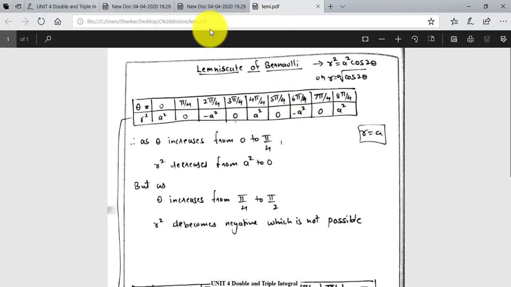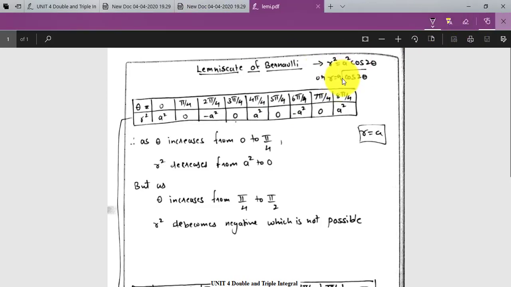So this is the Lemniscate of Bernoulli. Usually the equation is given as r square is equal to a square cos 2 theta, but in our case a is 1, so it is given as r is equal to square root of cos 2 theta. But I will explain with respect to this standard equation of the Lemniscate of Bernoulli.